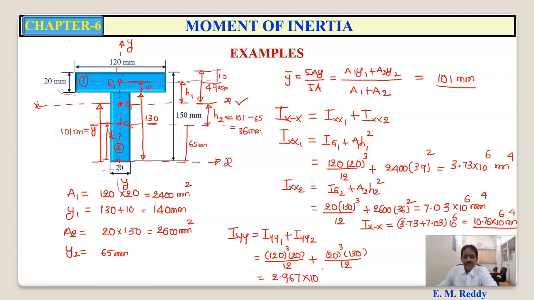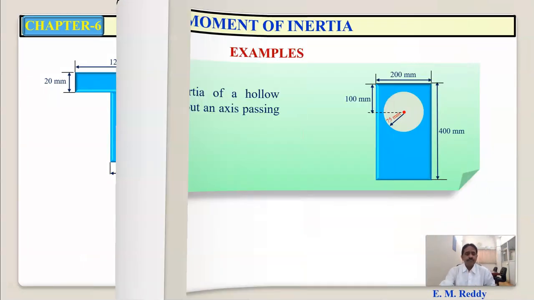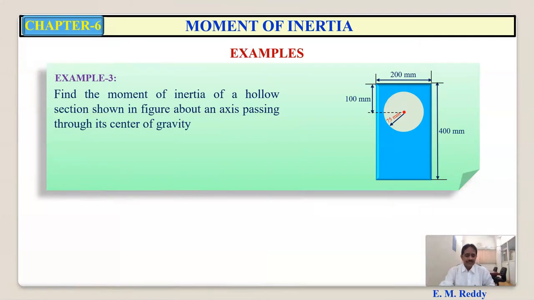2.967 into 10 raised to 6 mm raised to 4. So this is the moment of inertia about centroidal x-axis, and this is moment of inertia about centroidal y-axis. Understood? So we'll see one more example.